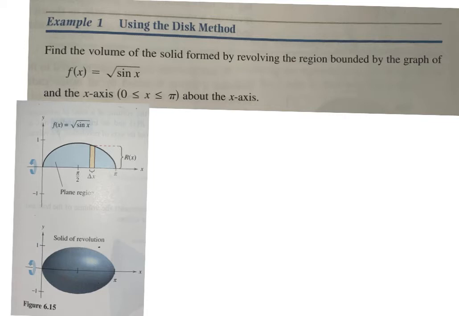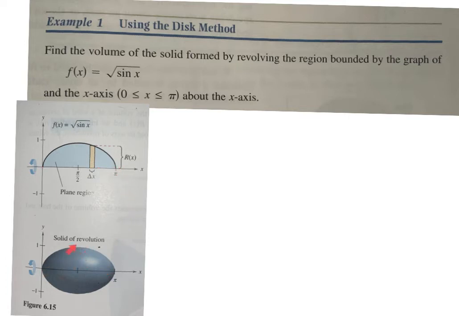That's important because we're going to start laying a foundation for how to do ones that aren't bounded by what you're revolving around. In this case, it's bounded by this function and the x-axis, meaning the function itself creates a boundary, and the axis creates a boundary. And then they want us to revolve it around the x-axis, and they want us to go from 0 to pi.